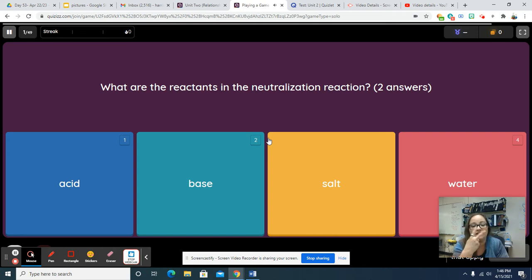And so we're going to need two answers. So the reactants are the things that are needed for the neutralization reaction. So the things that are on the left side, and for the neutralization reaction, it's when an acid is neutralized by a base.